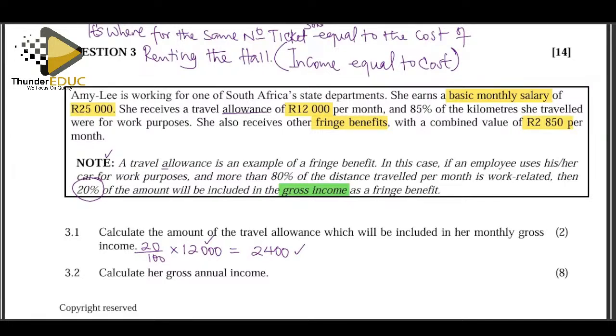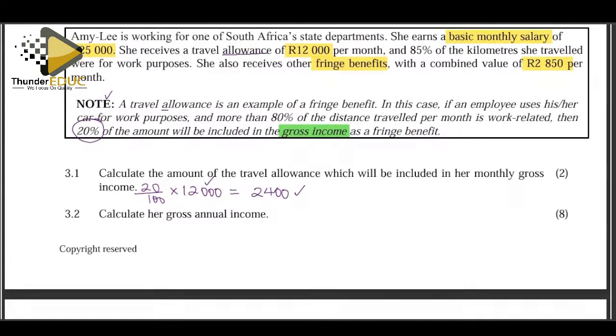Okay. 8 marks. Where are the 8 marks coming from? They want us to calculate her gross annual income. Annual means throughout the year. What you're going to do first and foremost, get her basic salary, multiply it by 12. Plus, get the allowance, because it also contributes to the income, multiply it by 12. Get the fringe benefits, you understand? Get them also, multiply by 12. All right?